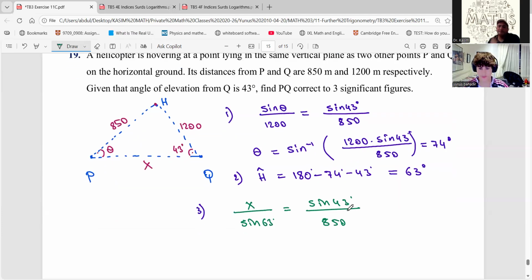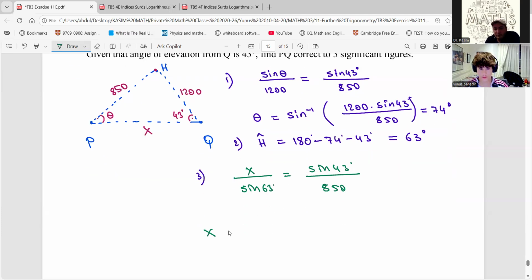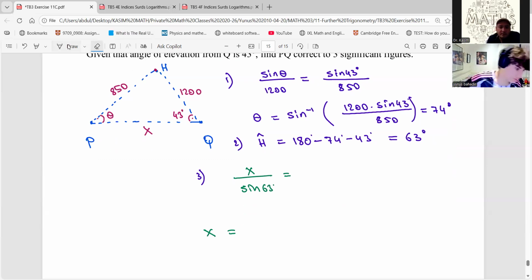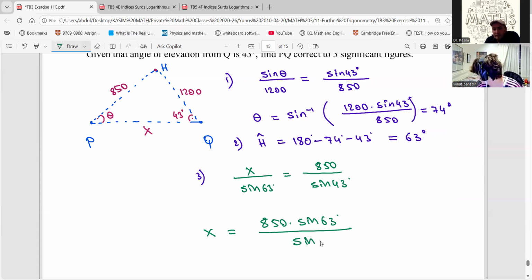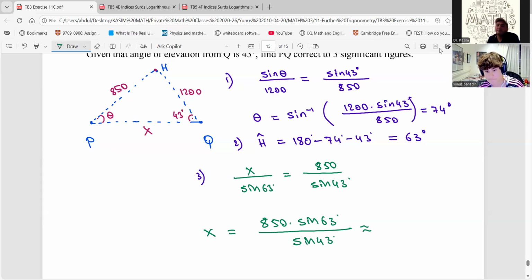Shouldn't it be flipped? Now from here, X will be equal to, but flip, shouldn't it be flipped? Yeah. At the top there must be distance 850 over sine of 43 degrees. Now what is X? 850 times sine of 63 degrees over sine of 43 degrees.